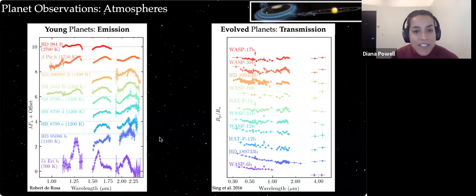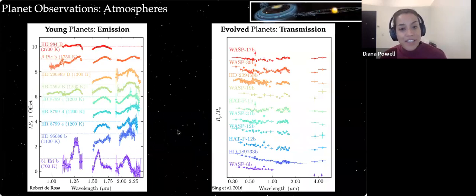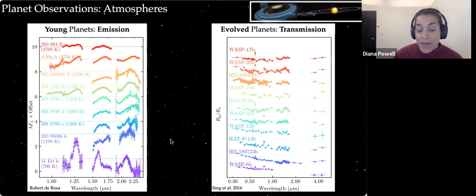And so when determining compositions of planets, a primary source of compositional information comes from atmospheric observations. On the left here, I'm showing a collection of emission spectra for directly observed planetary mass objects. And on the right, I'm showing a collection of transmission spectra for hot Jupiters, which are highly irradiated Jupiter-like planets. Despite the detail we can observe in these objects' atmospheres, these observations are often hindered by opacity sources, such as clouds and hazes, that can obscure compositional features and other planetary properties.